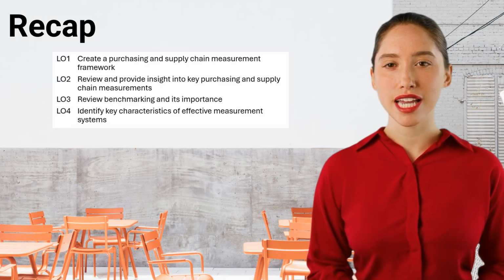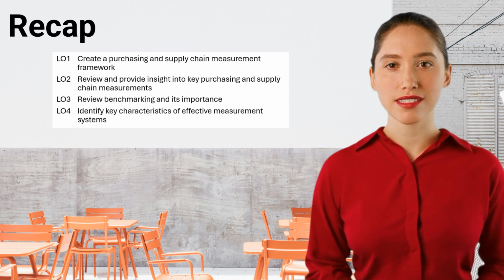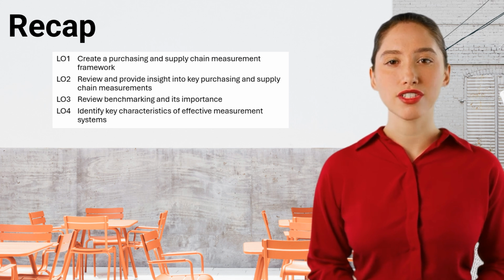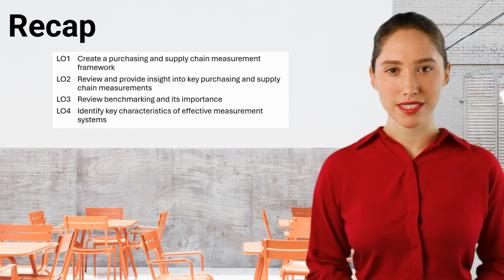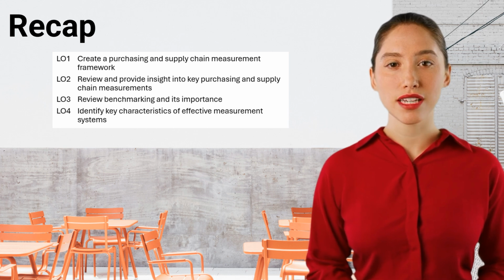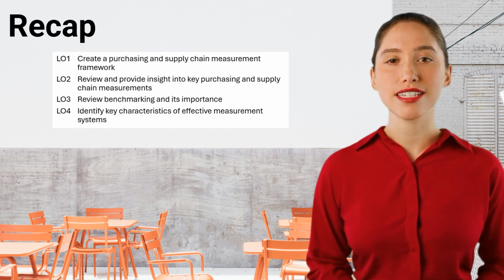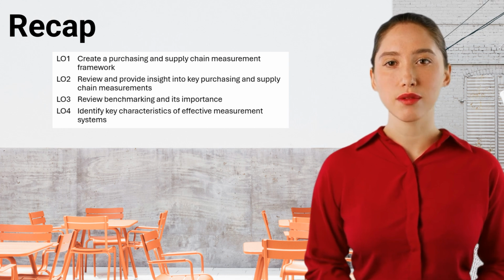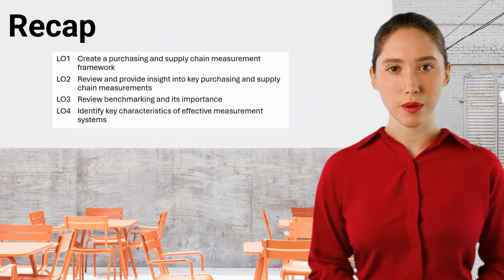To conclude this unit, let's briefly review the main learning objectives and summarize the key ideas from each. First, we discussed how to create a purchasing and supply chain measurement framework. An effective framework organizes performance metrics across multiple categories, such as price performance, cost effectiveness, quality, delivery, innovation, sustainability, and supplier performance. The purpose of the framework is to ensure that purchasing and supply management activities align with broader organizational goals and contribute to overall competitive performance.